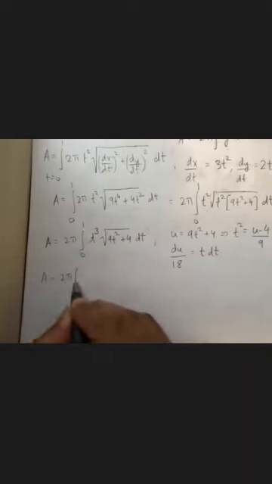So now we substitute everything. For t dt, we substitute du over 18. For 9t squared plus 4, we substitute u. And for the remaining t squared, we substitute u minus 4 over 9. Let's leave the bounds for now. Let's first do the substitution. So we have 1 over 18 here.